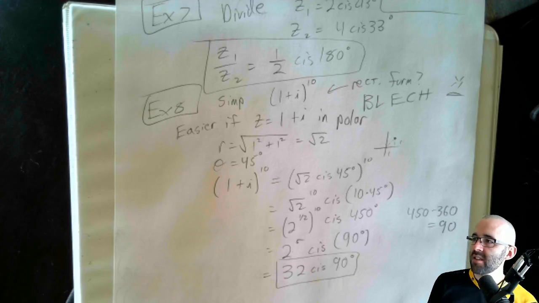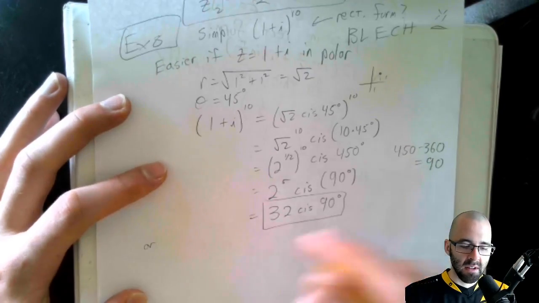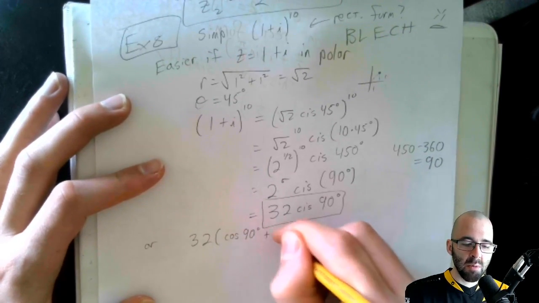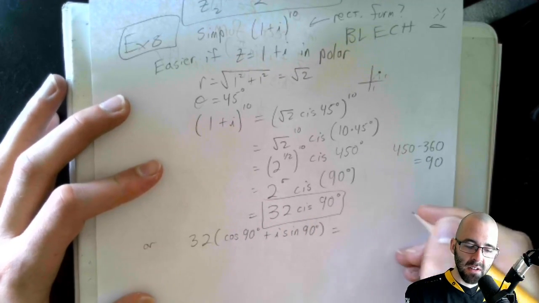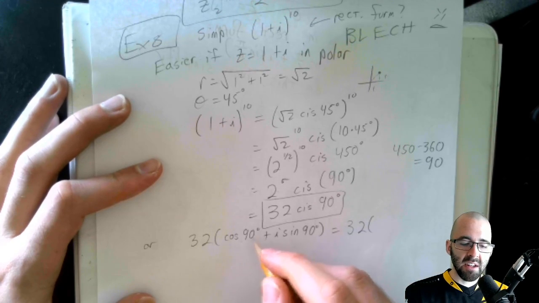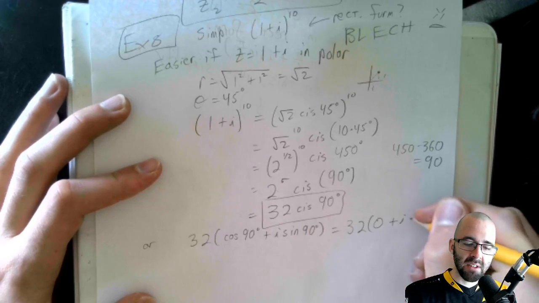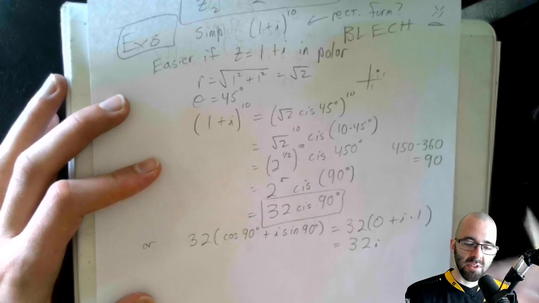If you wanted to answer in rectangular coordinates, you could as well. Right? This is 32 times cosine 90 degrees plus i sine 90 degrees. Cosine of 90 degrees, that's the x coordinate, is 0. Sine of 90 degrees, that's the y coordinate on the unit circle, which is 1. So it's just 32i.